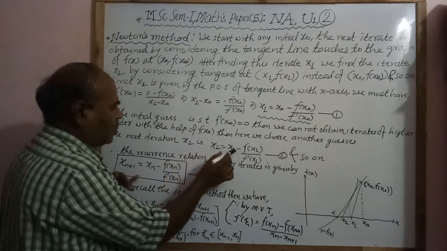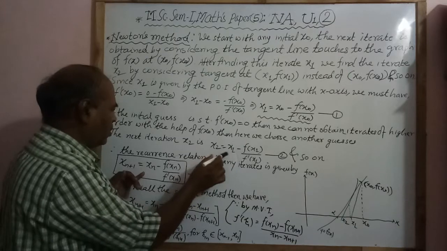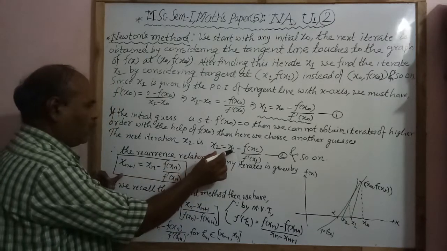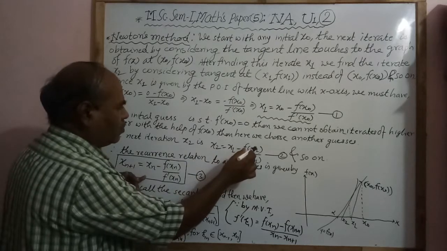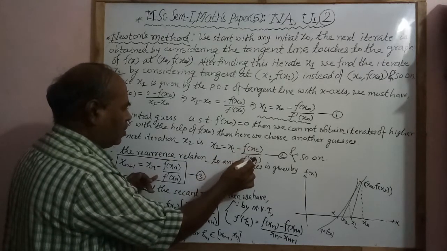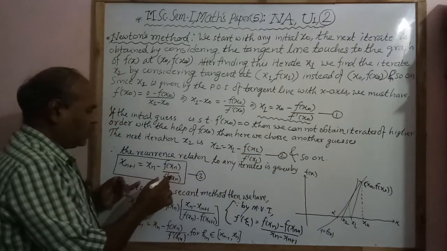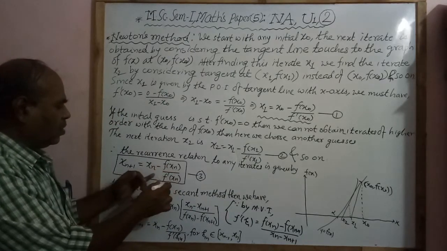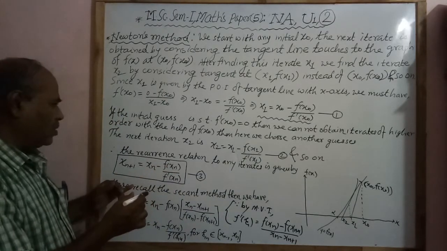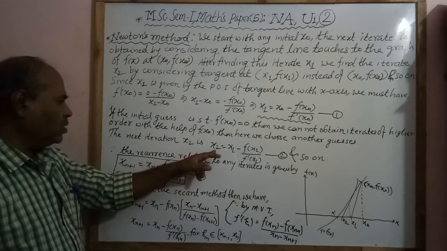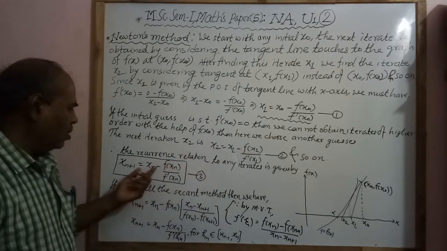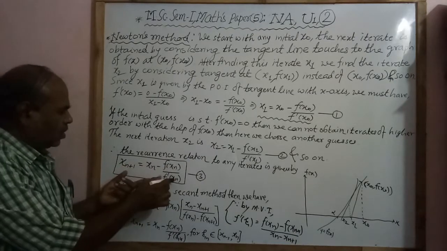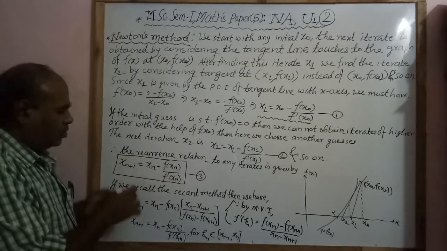If there is x2, then there is 1 less, therefore it is xn. If here 1, then here 2, that is xn, here xn plus 1. And here f of x1, f dash of x1, therefore f of xn divided by f dash of xn. So generally in the formula, where there is x1 and x2, we write xn and xn plus 1.